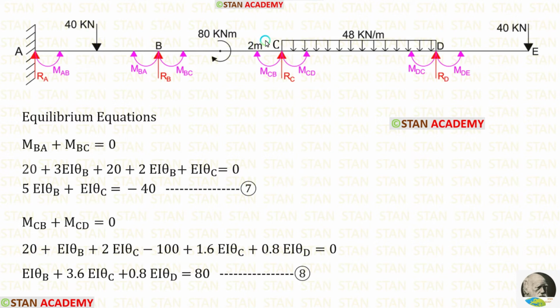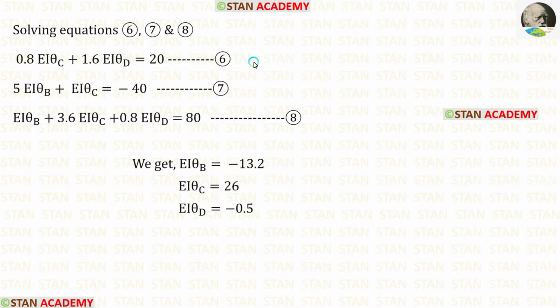Now let us make the third equilibrium equation. In the joint C, MCB plus MCD will be 0. We have already made the slope deflection equations for MCB and MCD. Let us apply them. 20 minus 100, we will get minus 80. Let us take minus 80 on the right side. It will become positive. This is our third equilibrium equation. We have made three equilibrium equations, the sixth one, seventh one, and eighth one.